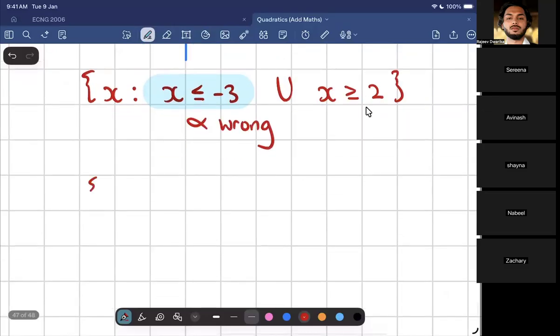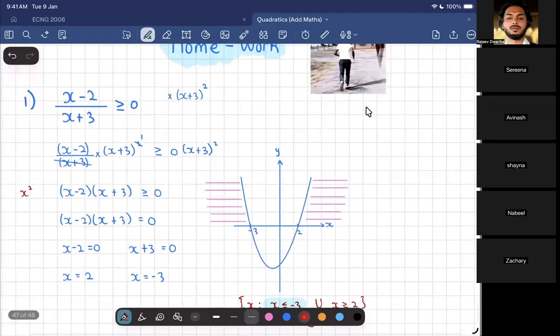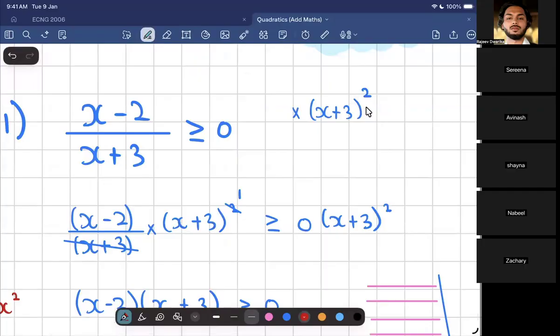This is the correct answer. You would write x is what? Tell me, Serena. If it can't be equal, what does that leave me with? x is less than -3. Right? Could I leave the more than or equal to 2? When x is 2, does it break the function, guys?